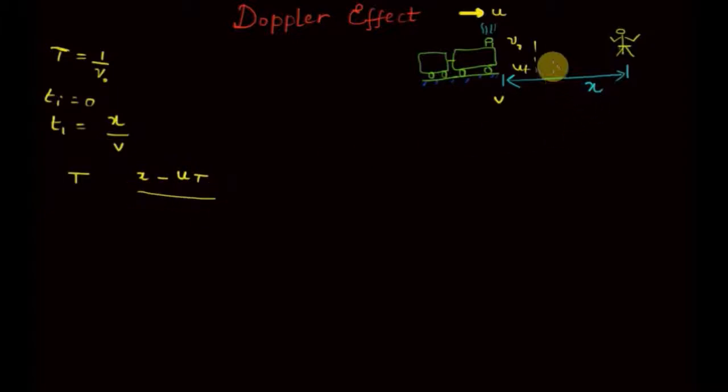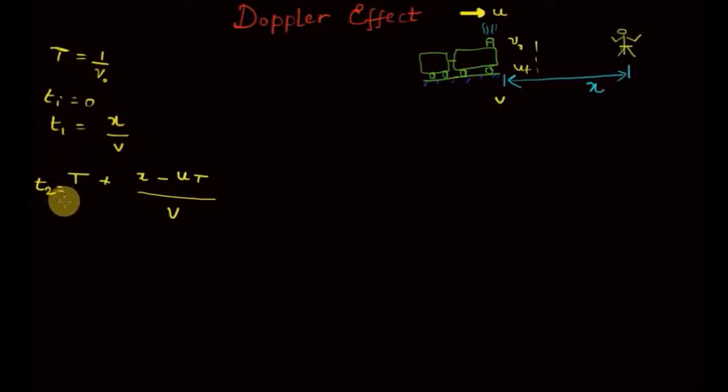The time at which the second wave reaches the observer is the time at which the train emits the second wave, plus the time the second wave takes to reach the observer, which is the new distance between the train and the observer divided by the speed of the wave. So the second wave will reach the observer at time t2 equal to t1 plus capital T plus (x minus uT) by v. So the observer receives the first wave at time t1 and the second wave at time t2.